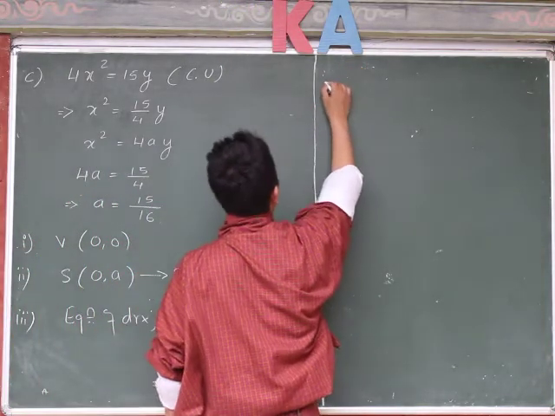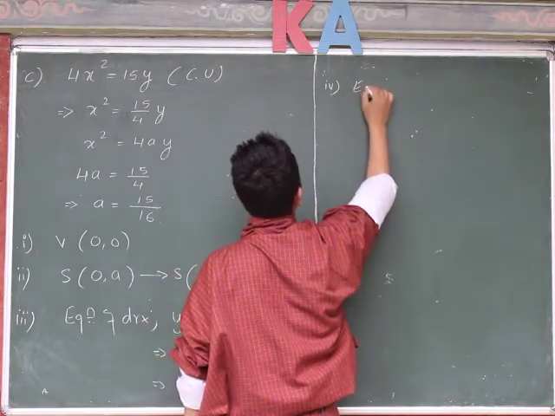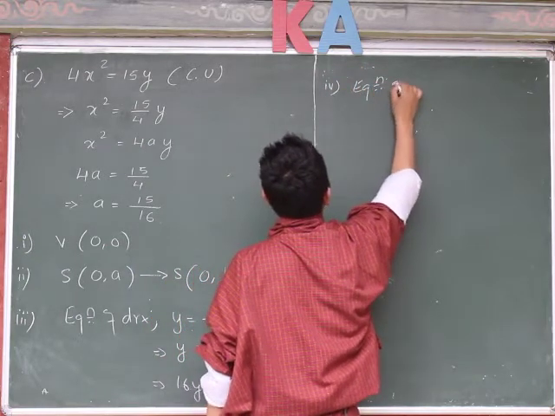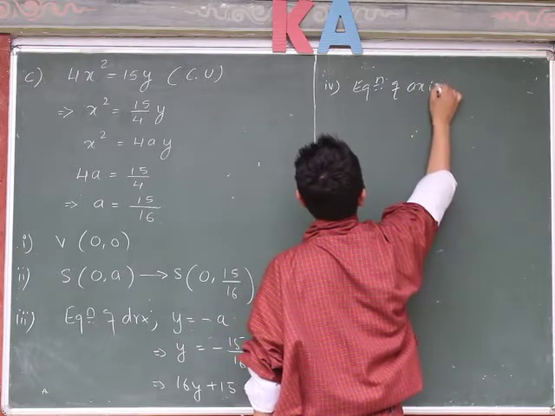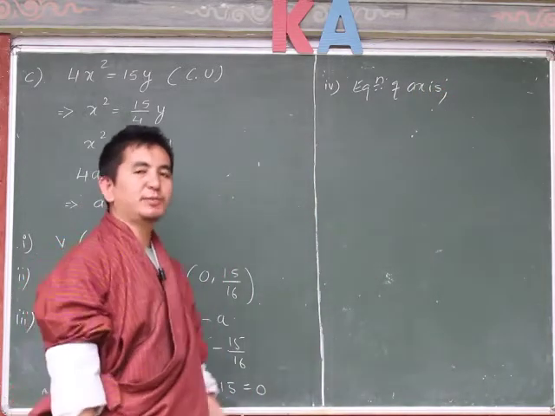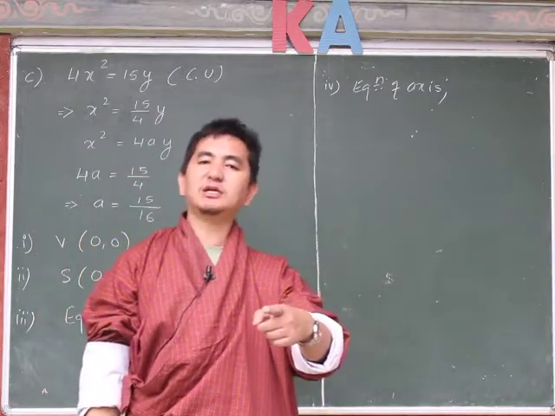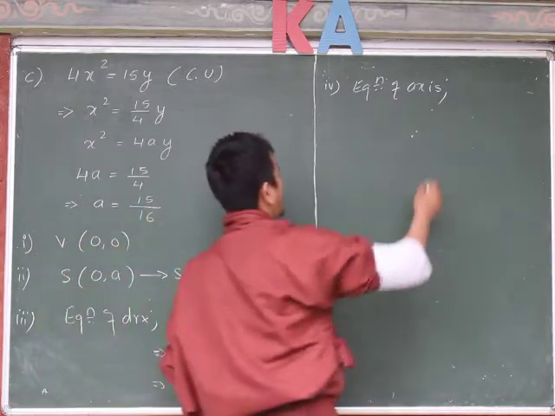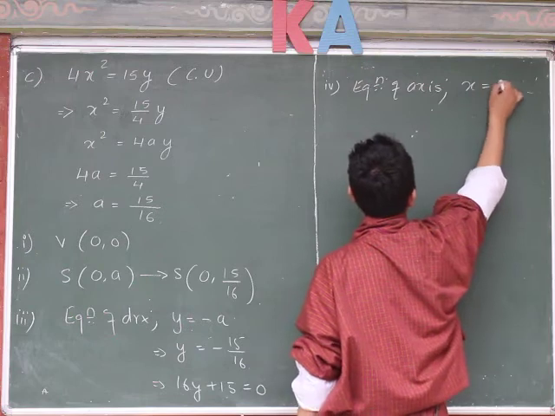Next one, number 4. We have the equation of axis. This is a concave up parabola, which means the axis lies on the y-axis. It does not lie on the x-axis. So therefore the equation of axis is x equal to 0.